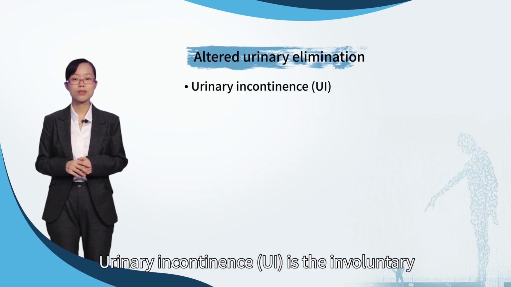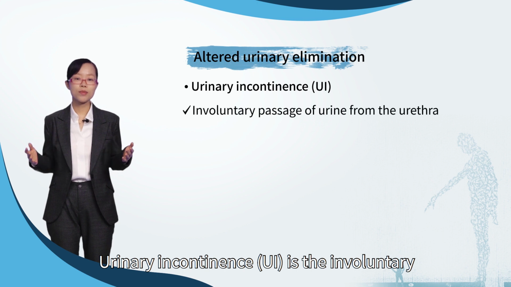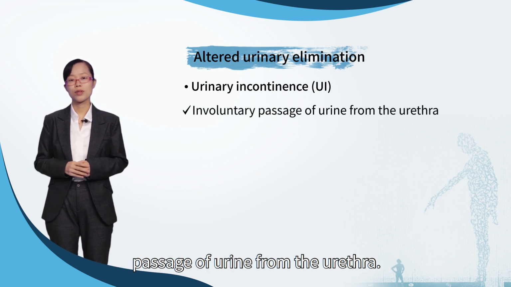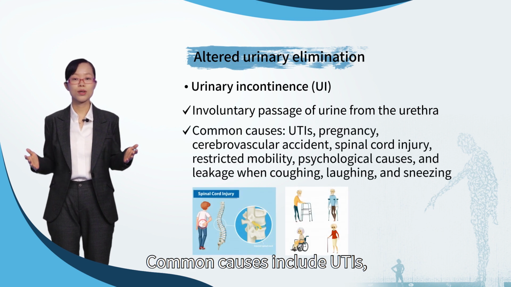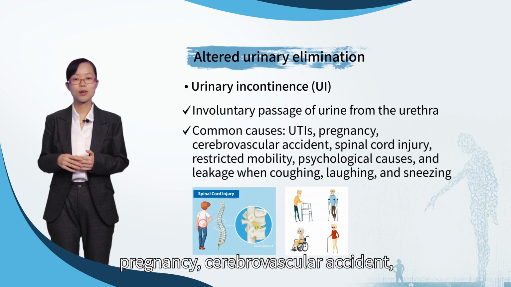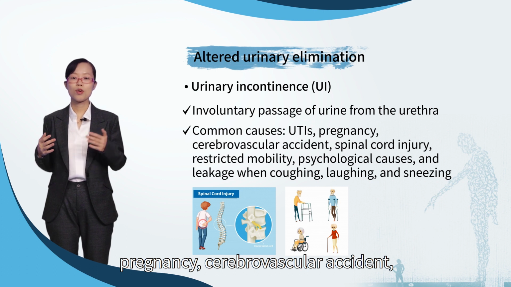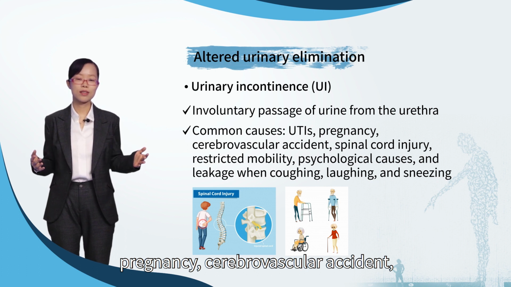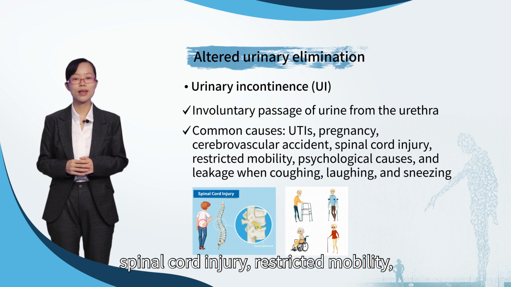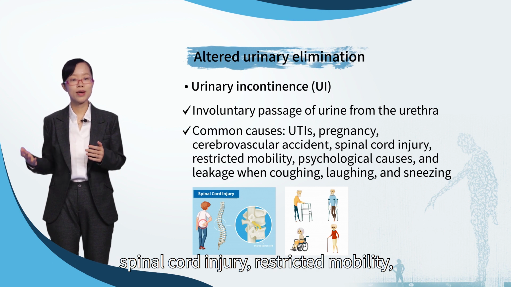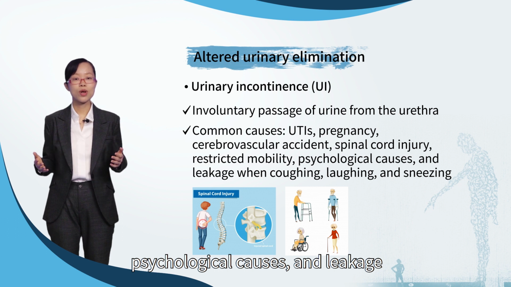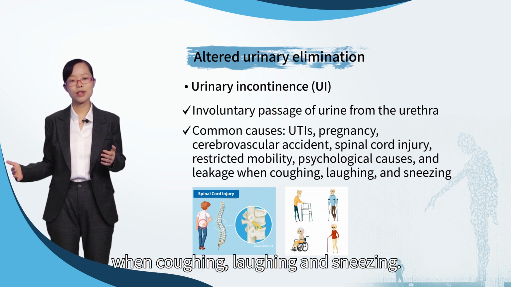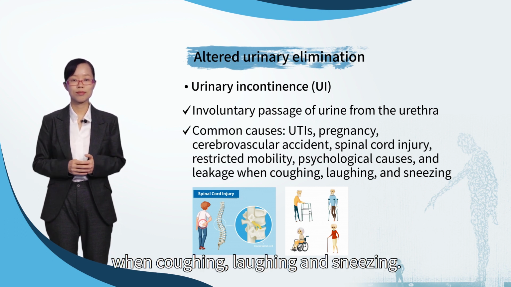Urinary incontinence, UI, is the involuntary passage of urine from the urethra. Common causes include UTIs, pregnancy, cerebrovascular accident, spinal cord injury, restricted mobility, psychological causes, and leakage when coughing, laughing, and sneezing.